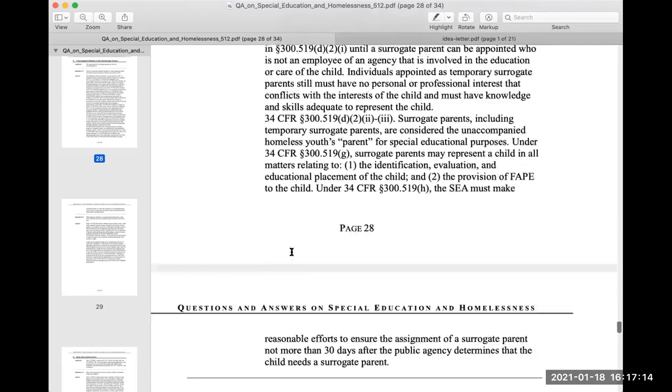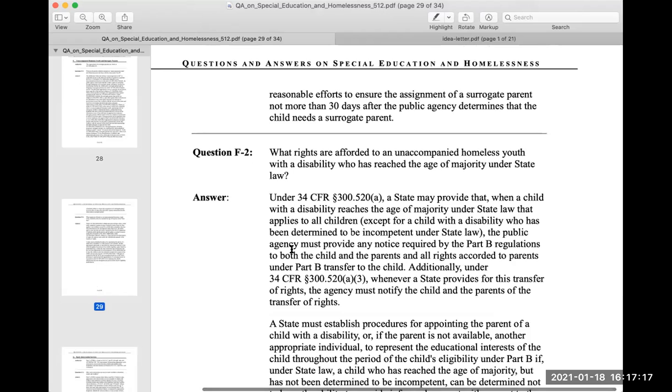Page 28. Questions and answers on special education and homelessness. Question F2, answer. Reasonable efforts to ensure the assignment of a surrogate parent not more than 30 days after the public agency determines that the child needs a surrogate parent. What rights are afforded to an unaccompanied homeless youth with a disability who has reached the age of majority under state law?